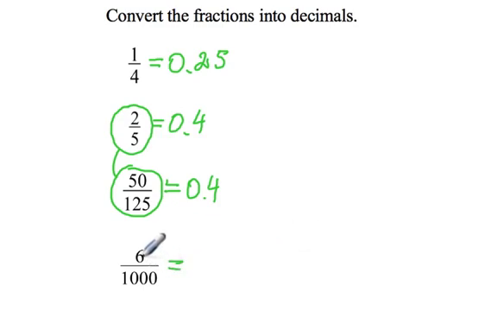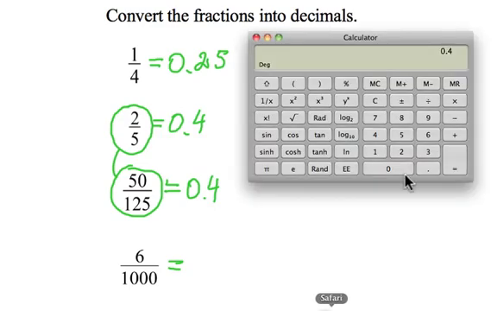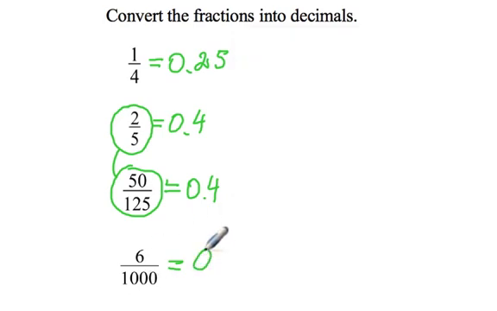Final fraction, 6 over 1000. Again, we would divide 6 divided by 1000 equals 0.006. Notice that when I divided by 1000, 1000 has 3 zeros, there were 3 decimal places, 006.